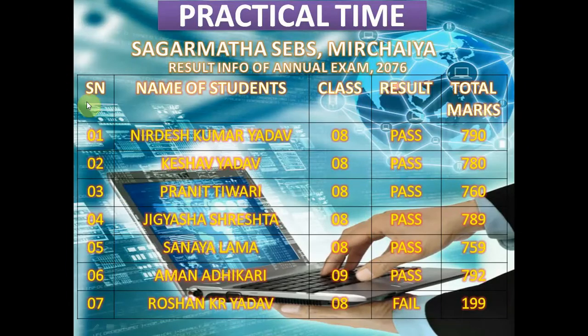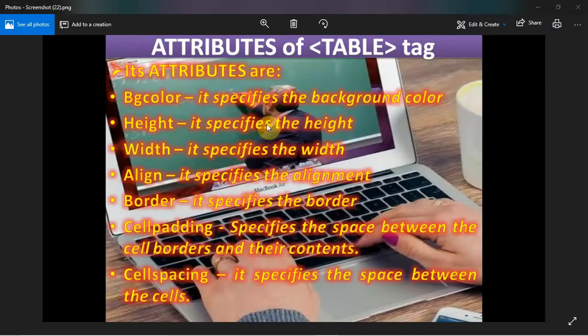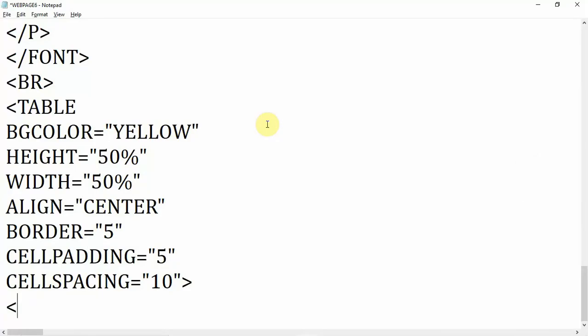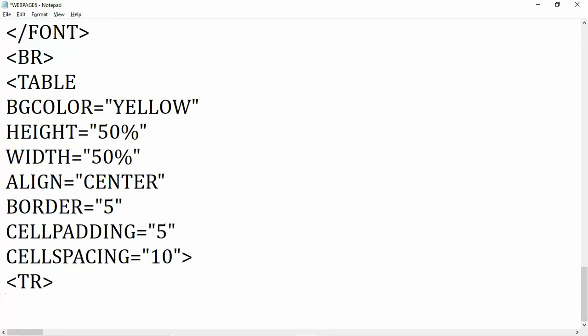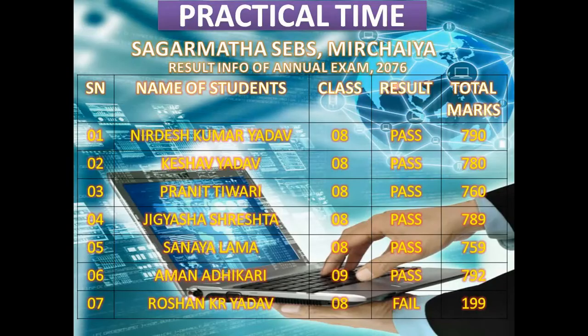How many headings are there? Serial number 1 heading, 2, 3, 4, 5. So 5 times we have to use the TH tag, because there are 5 headings, and for the rest of the contents we have to use table data. These are the table data. For inserting table data we have to use the TD tag. Now let's begin. First of all, you have to insert a table row. Come to Notepad again. Now another TR. I will also tell you what the attributes are, but first of all you have to use TR, and after that you are going to insert from here.